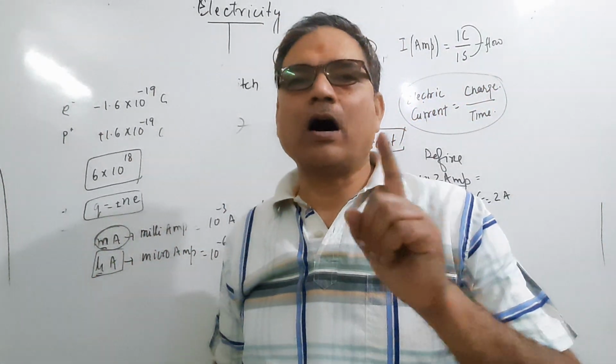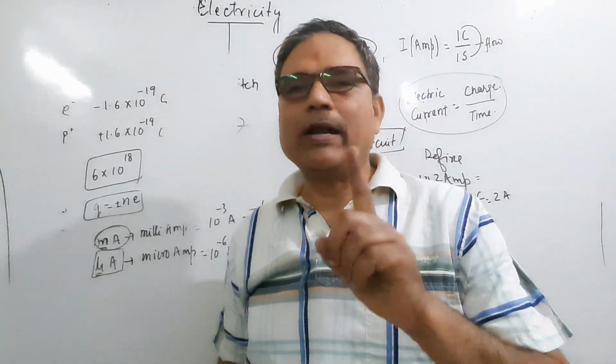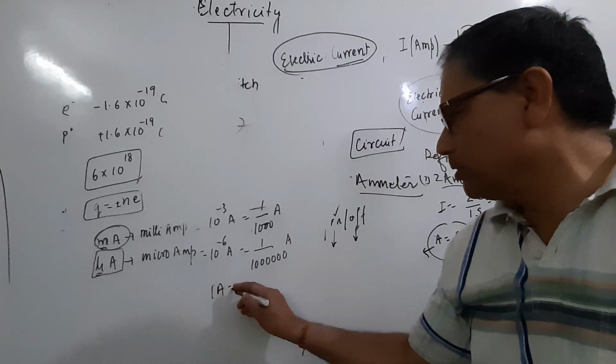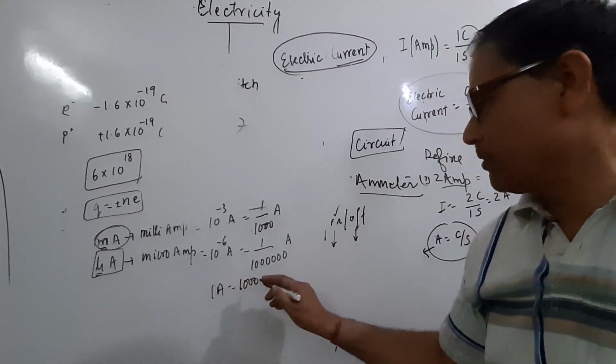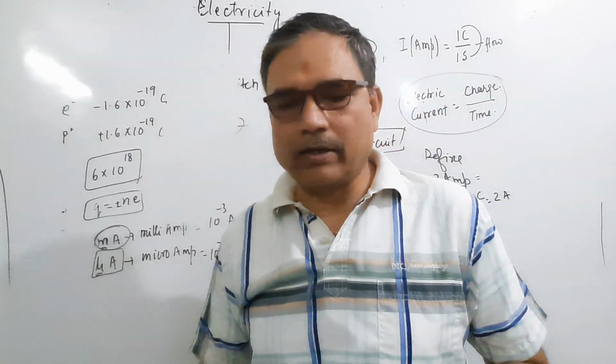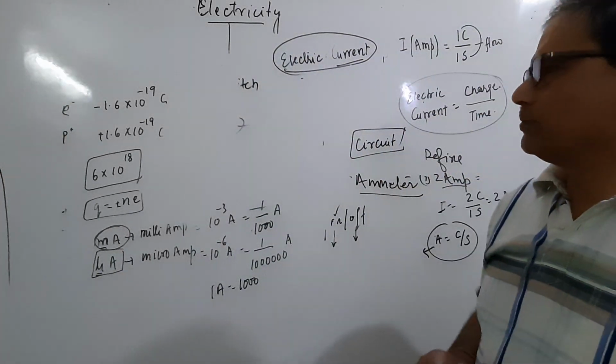milliampere. It means how many milliampere in 1 ampere? If I ask, 1 ampere is equal to 1000 milliampere, same as kilometer, meter, centimeter. Is it clear?